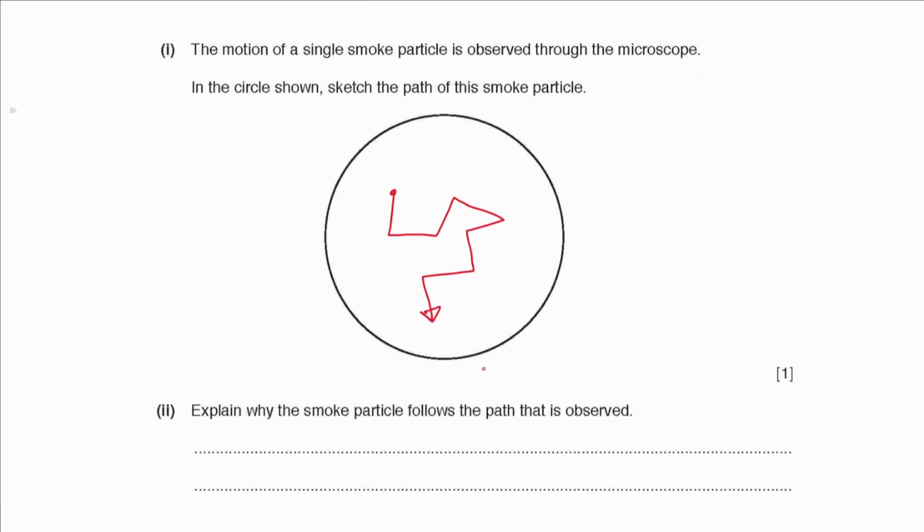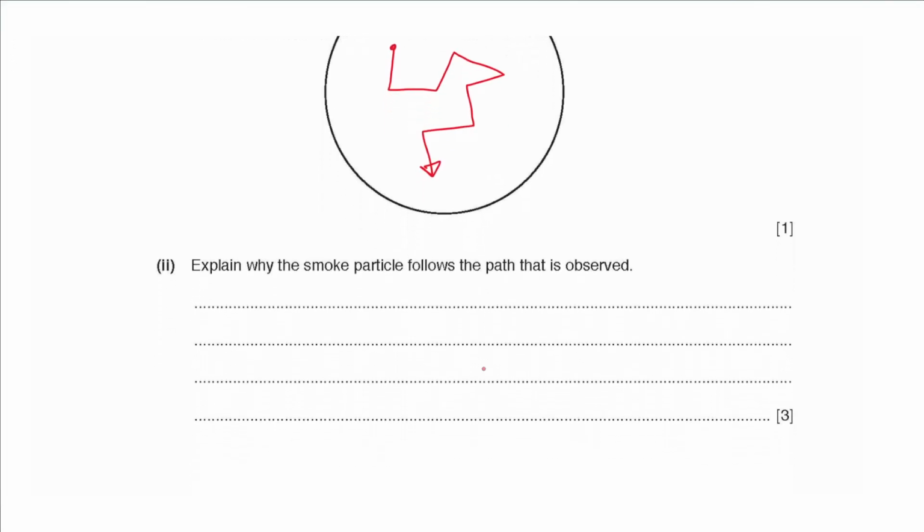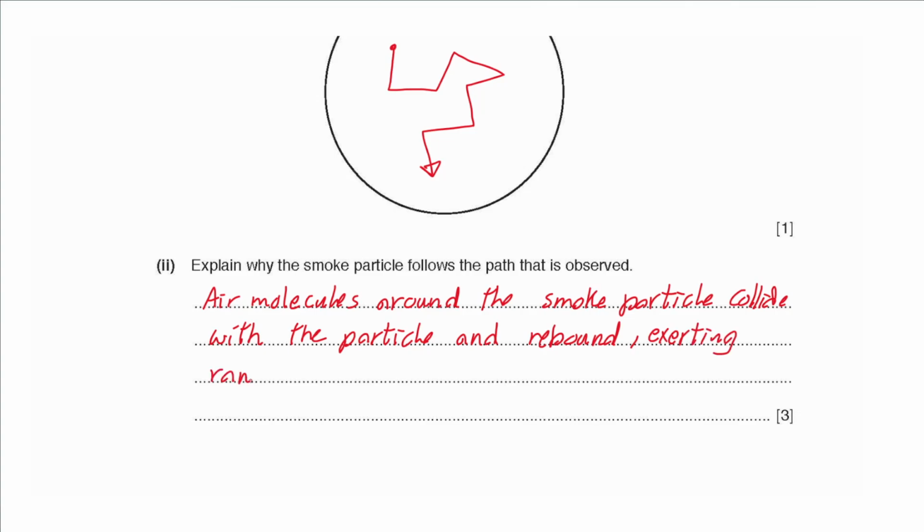Part a(ii) says explain why the smoke particle follows the path that is observed. We can start by saying that the air molecules around the smoke particle collide with the particle and rebound, exerting random forces on it. So since the collisions are random, the motion will also be random.